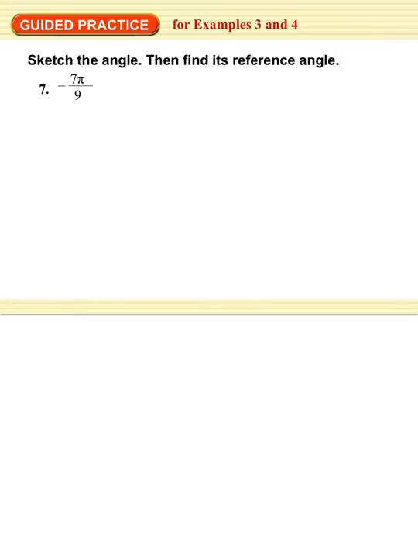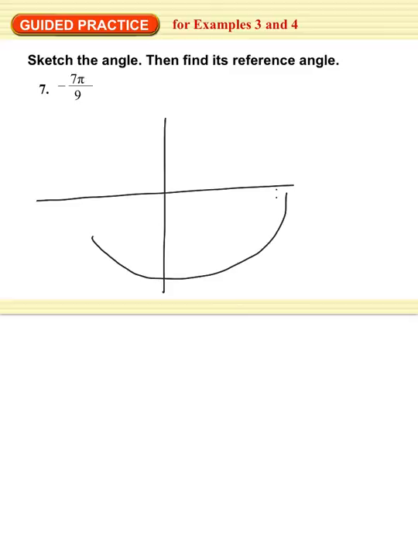Okay, sketch the angle, then find its reference angle. It's negative, so I've got 7/9 is less than 1, so I'm in quadrant 1, 2, 3 somewhere.